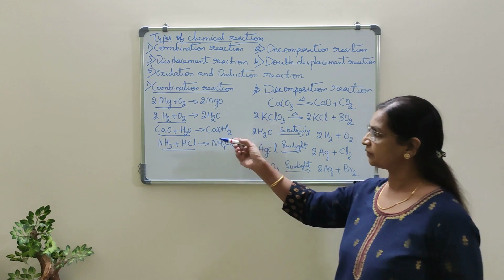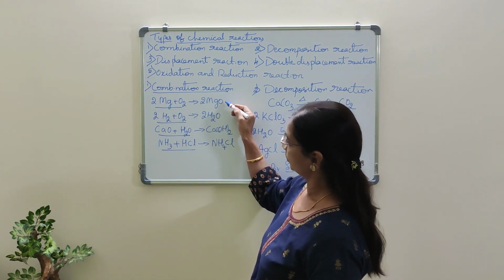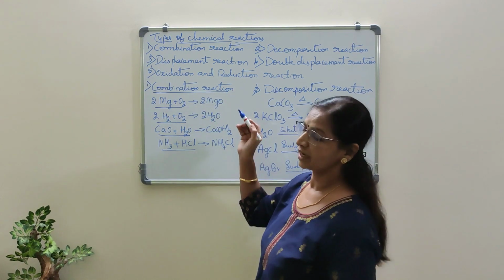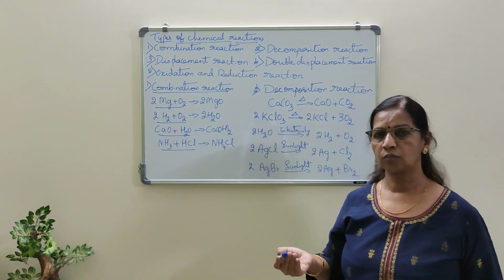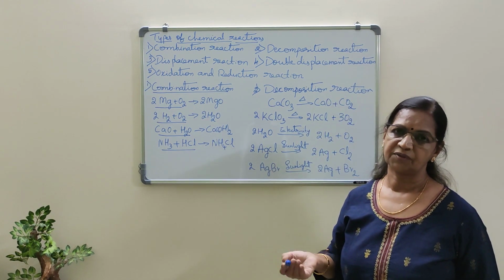So what do you observe here? Two substances combining to form a single product. Means combination reaction is the reaction in which two or more simpler substances will combine to form a single substance.